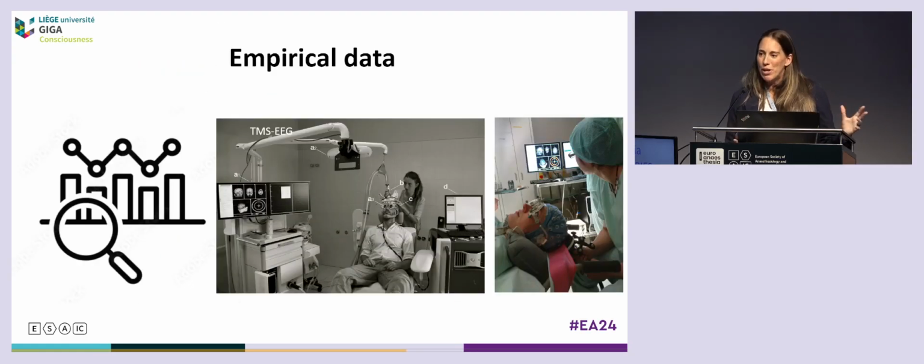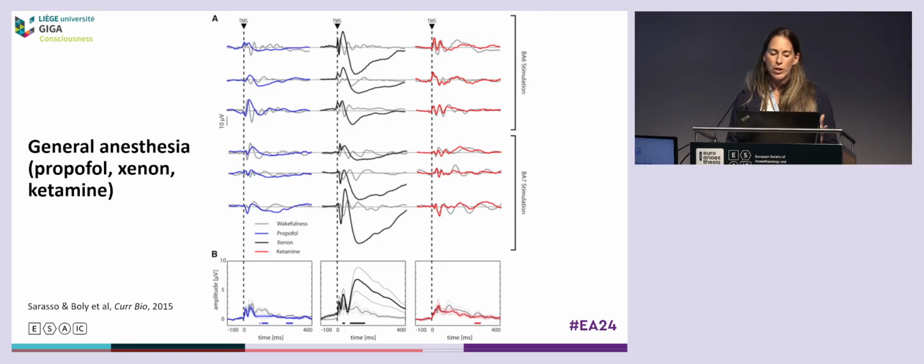So that was briefly four theories of consciousness, and here I would like to show some specifically empirical data to show you how you can link the work we do at the clinical or experimental level and match it with the theories of consciousness. This is the work we have been doing with the University of Milan in Italy, the team of Marcello Massimini. We use transcranial magnetic stimulation combined with electroencephalography. You stimulate the brain and you see how the brain reacts to the stimulation. And we have performed that during general anesthesia using propofol, xenon, and ketamine.